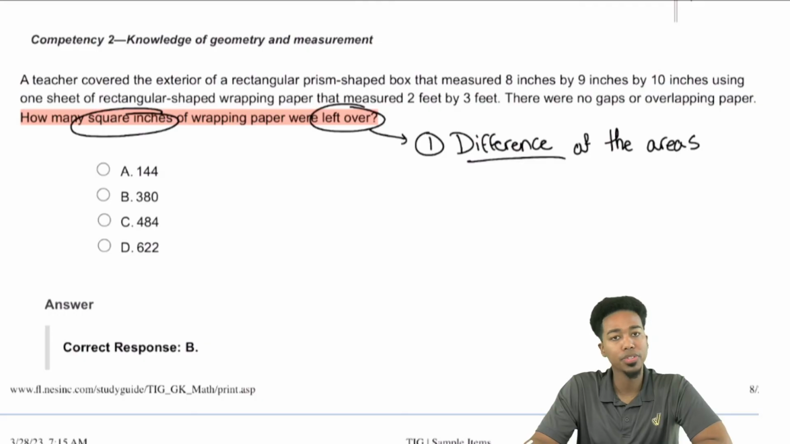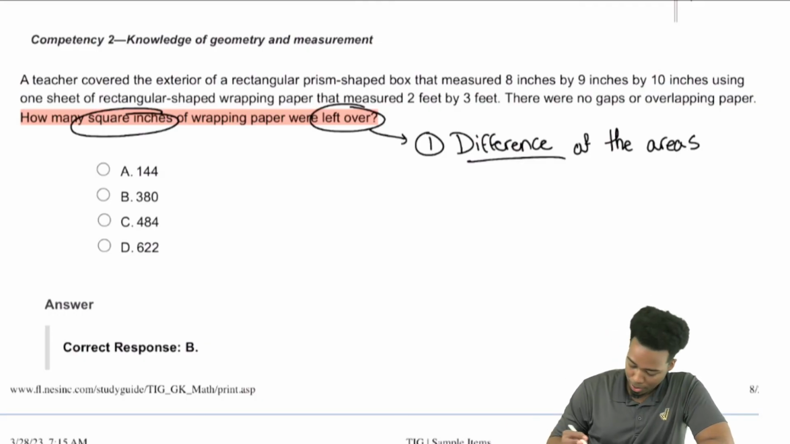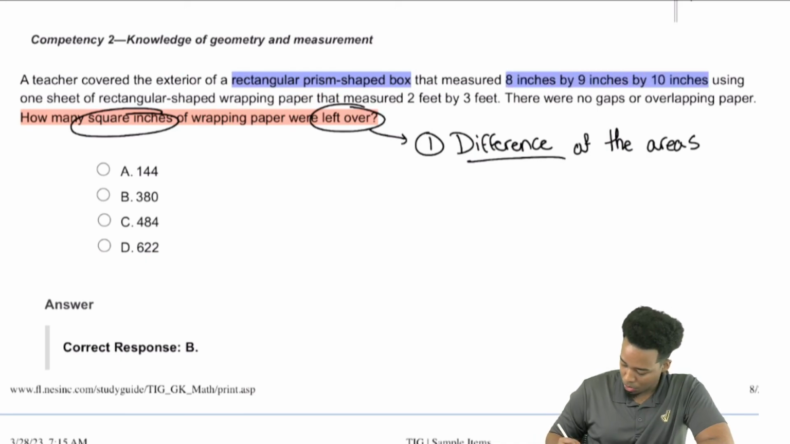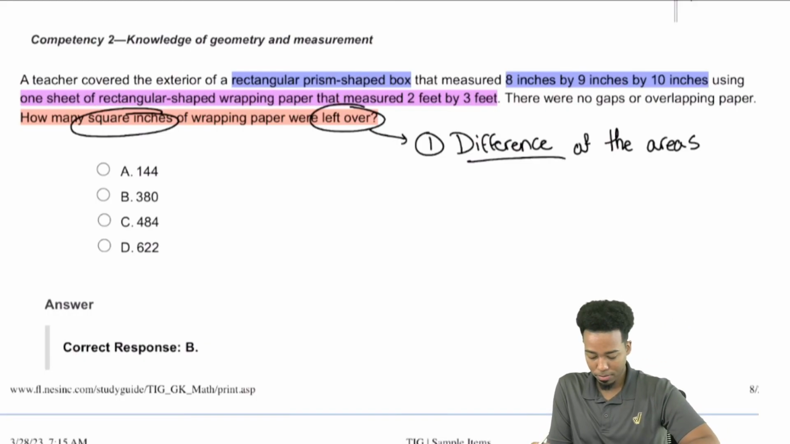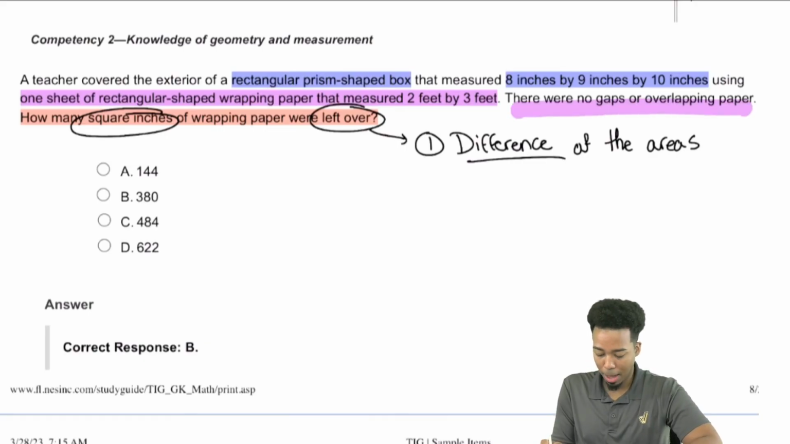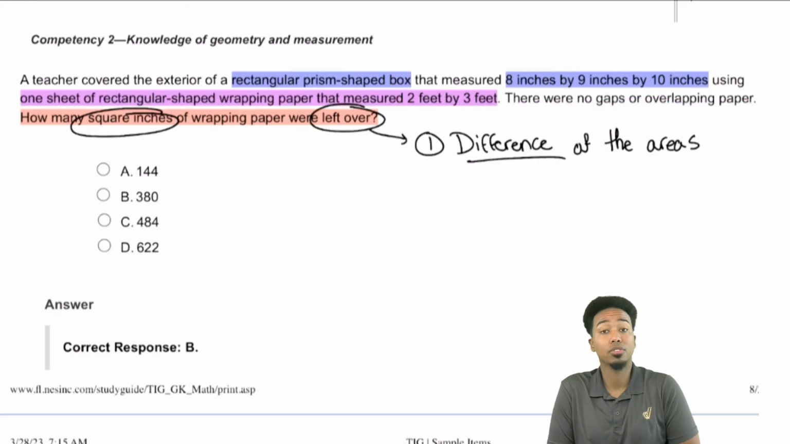All right, let's take a look at the information we have. Let's work through this and see what we can write down. It says a teacher covered the exterior of a rectangular prism-shaped box that measured 8 by 9 by 10 inches. And what we used here was 1 sheet of rectangular shaped wrapping paper that was 2 by 3. There were no gaps or overlapping paper. How many square inches of wrapping paper were left over?